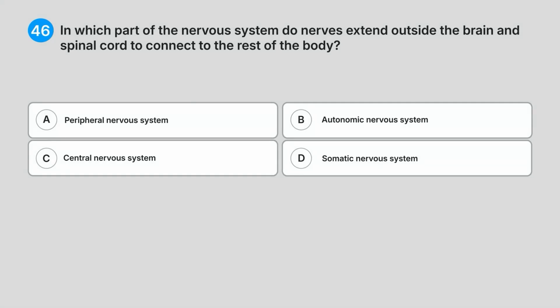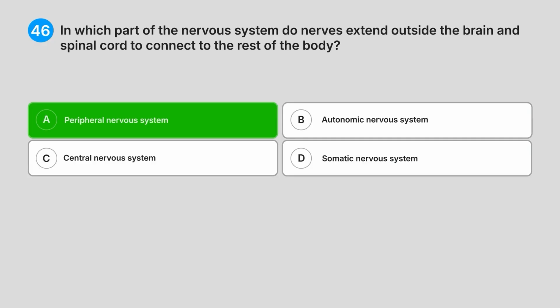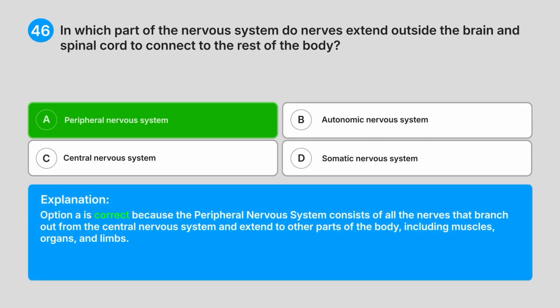Correct answer, A. Peripheral nervous system. Explanation. Option A is correct because the peripheral nervous system consists of all the nerves that branch out from the central nervous system and extend to other parts of the body, including muscles, organs, and limbs.